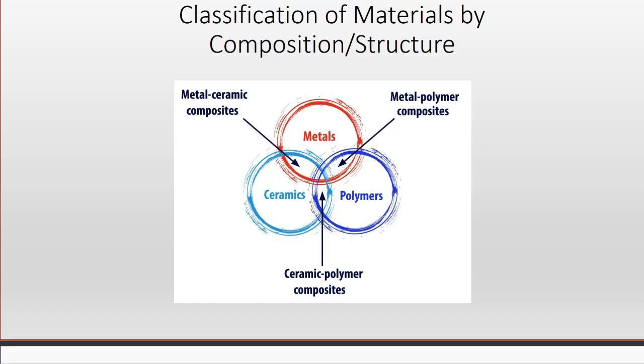Engineering materials can be classified into three main groups according to their composition and structure. Those groups are metals, ceramics, and polymers. We can have materials that actually mix two classifications of materials, and those are called composites. For example, carbon fiber in an epoxy resin is a mixture of a polymer and a ceramic.